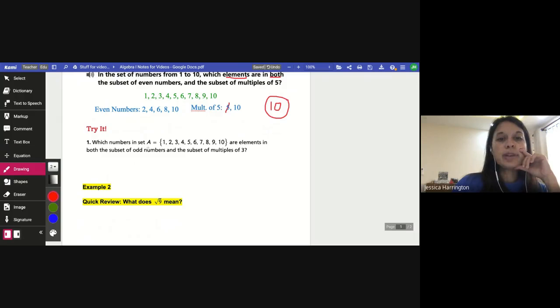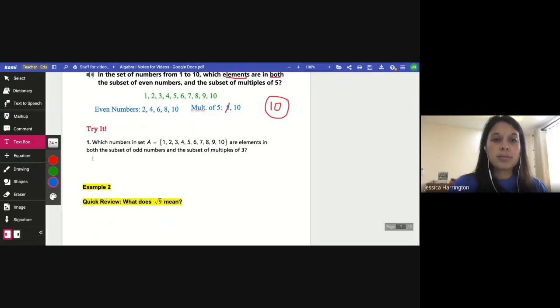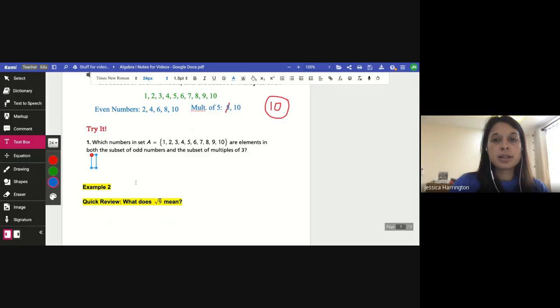Which numbers in set A, so this set right here, are elements in both the subset of odd numbers and the subset of multiples of 3? This is called set notation. This is saying set A equals all of these numbers in those squiggly brackets. So let's put some things in here. The first subset is odd numbers. Which one of those are odd? Well, 1, 3, 5, 7, and 9, right?